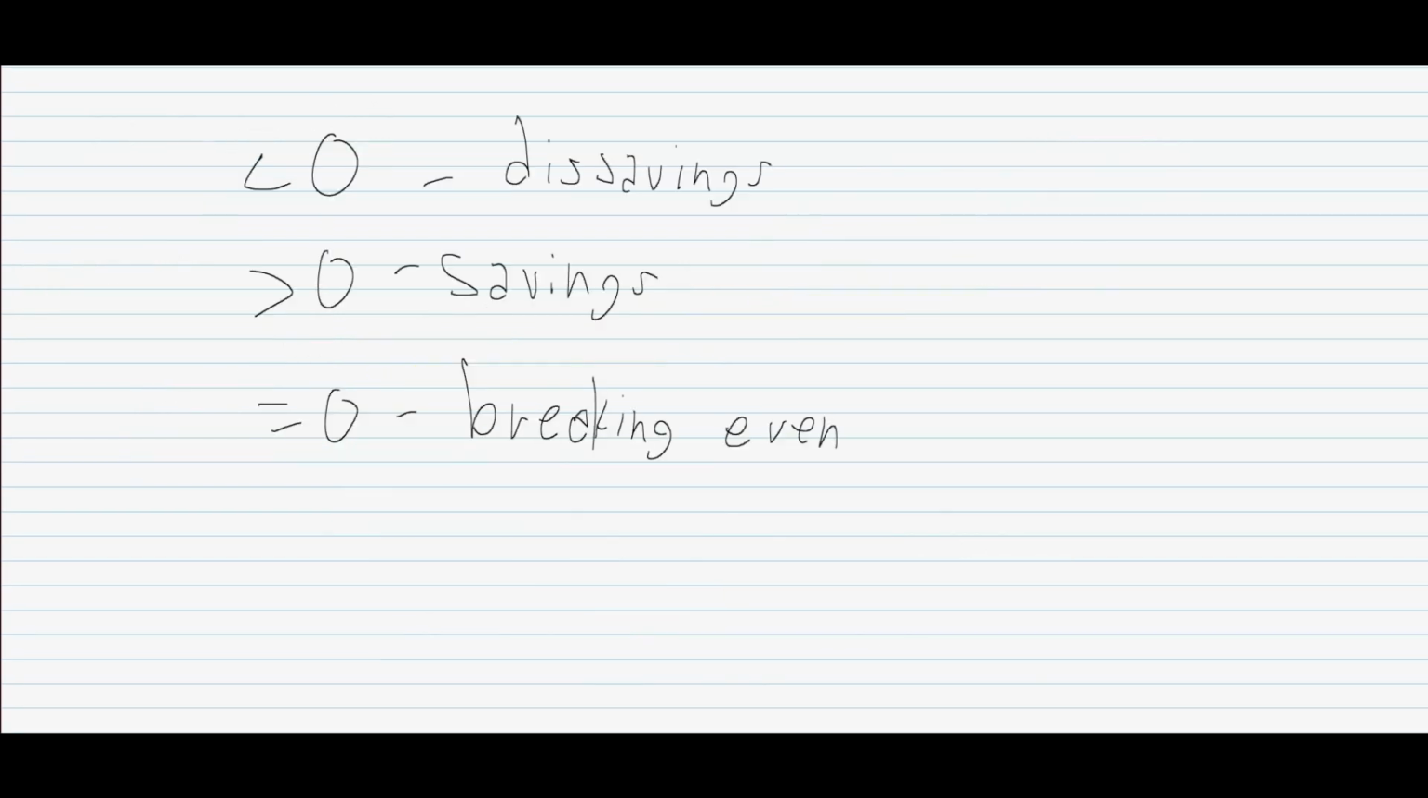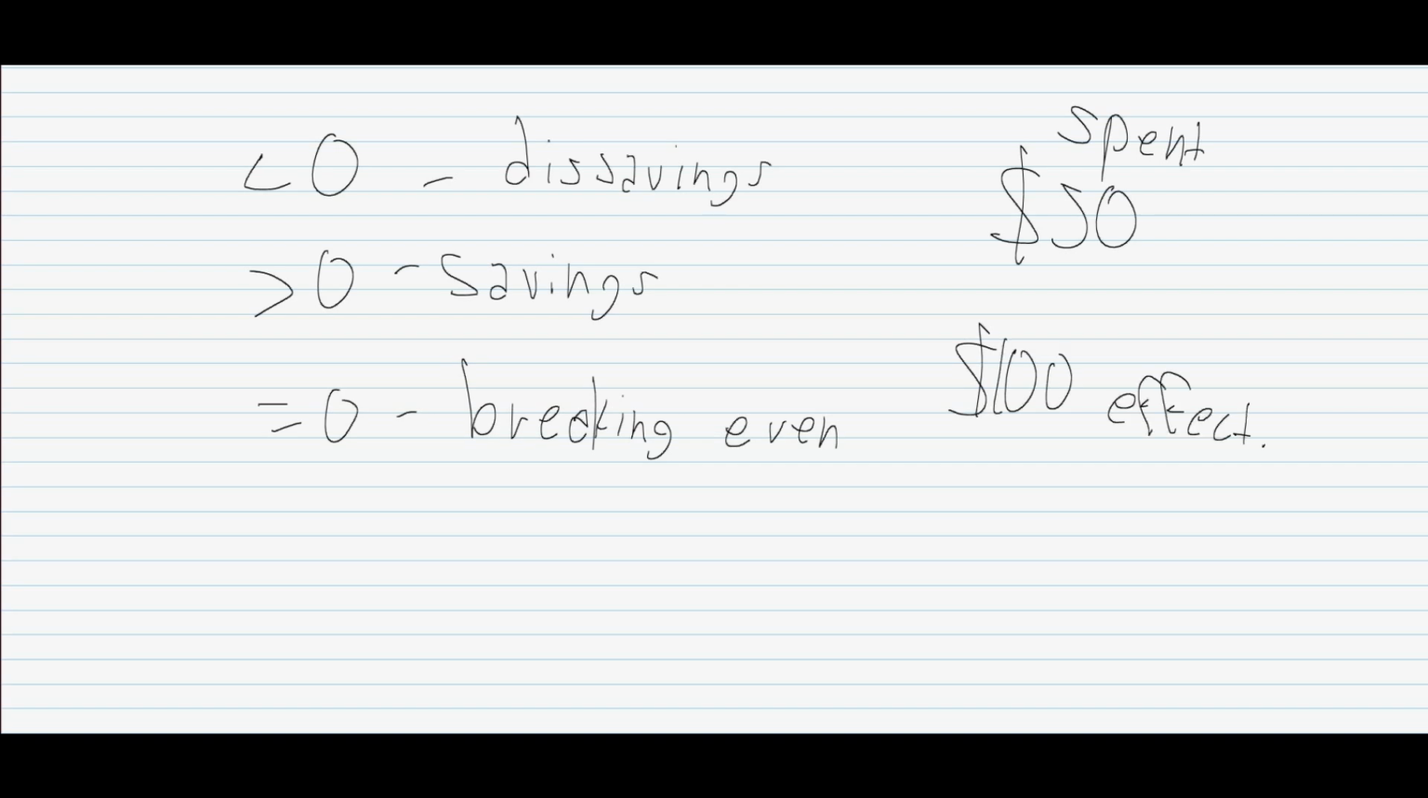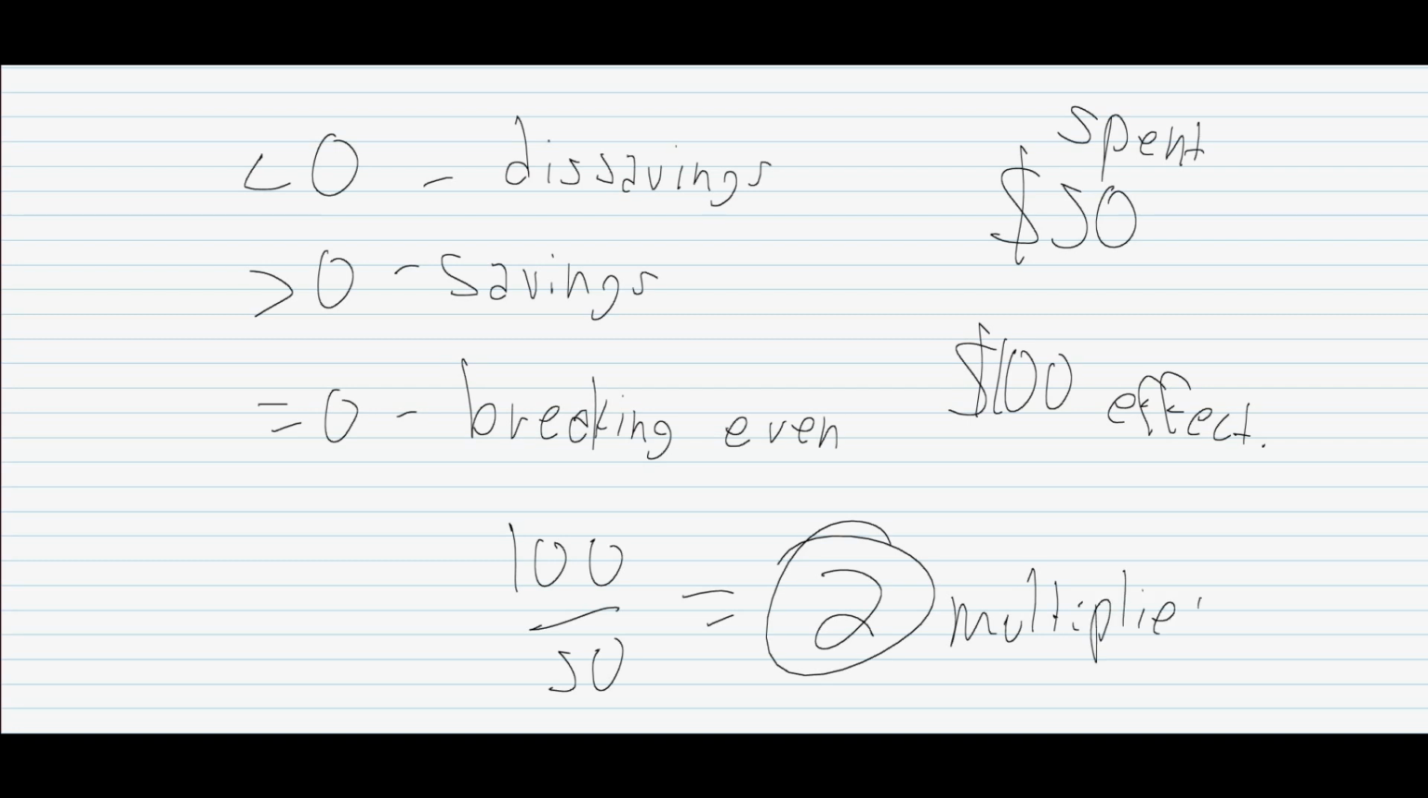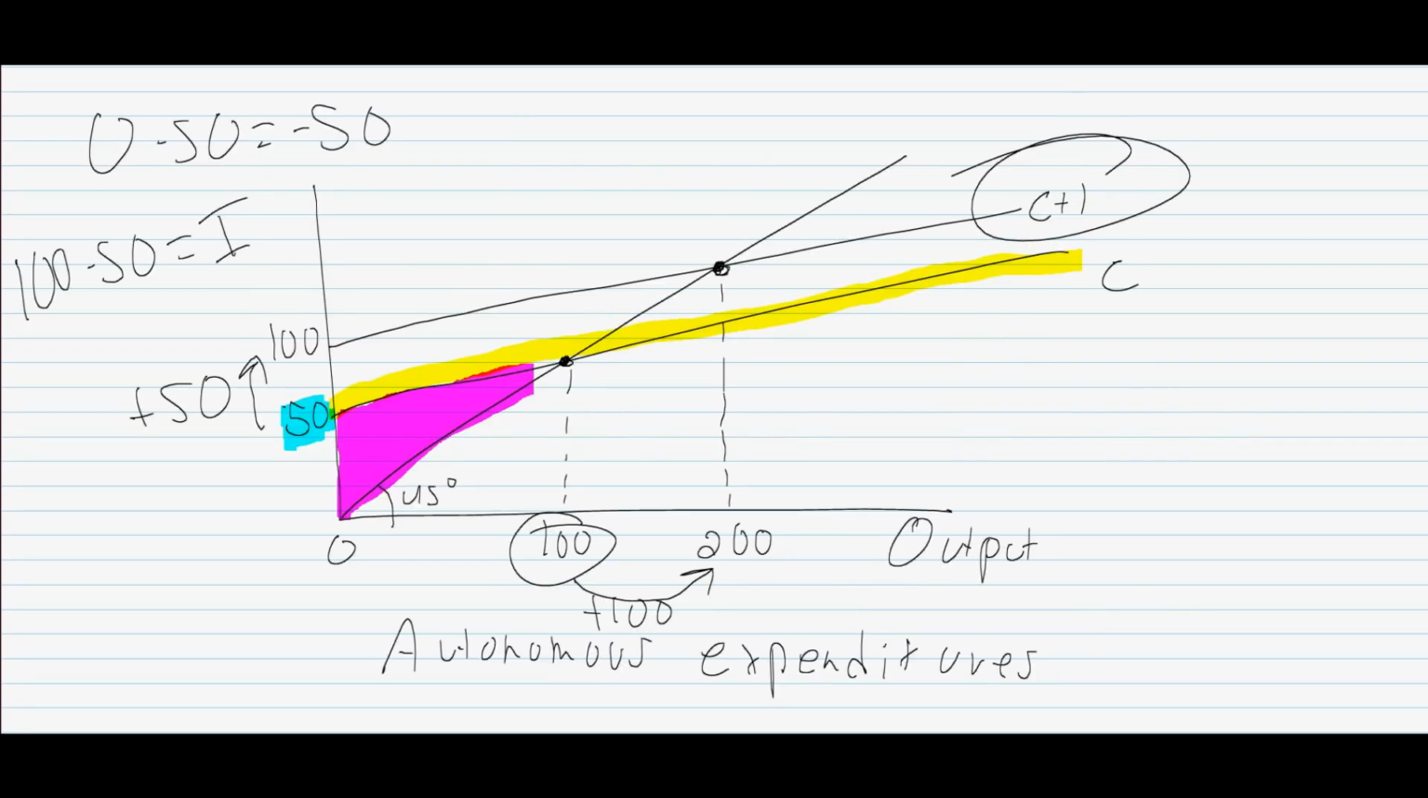So let's go look at that. By spending $50, we made a $100 effect. I always forget the 1. Okay, so 100 divided by 50, 2. We have a 2-time multiplier. So that's another question you might see for that, to identify the multiplier. And all you're going to do to get that is find the change in our spending on the y-axis and find the change in our output, income, aggregate expenditures over here.